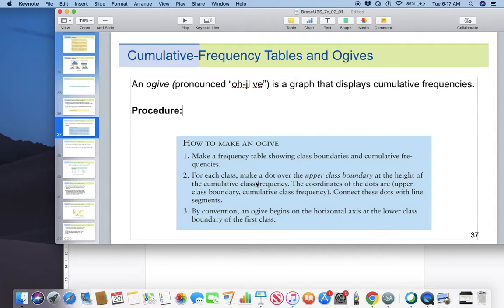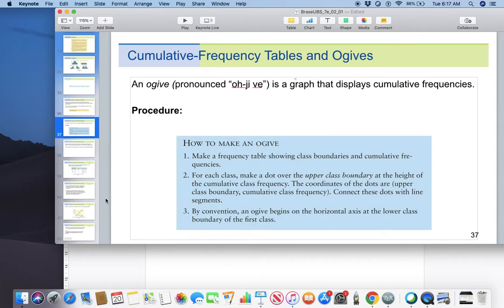For each class, make a dot over the upper class boundary at the height of the cumulative class frequency. The coordinates of the dots are upper class boundary and cumulative class frequency. Connect these dots with line segments. By convention, an ogive begins on the horizontal axis at the lower class boundary of the first class.